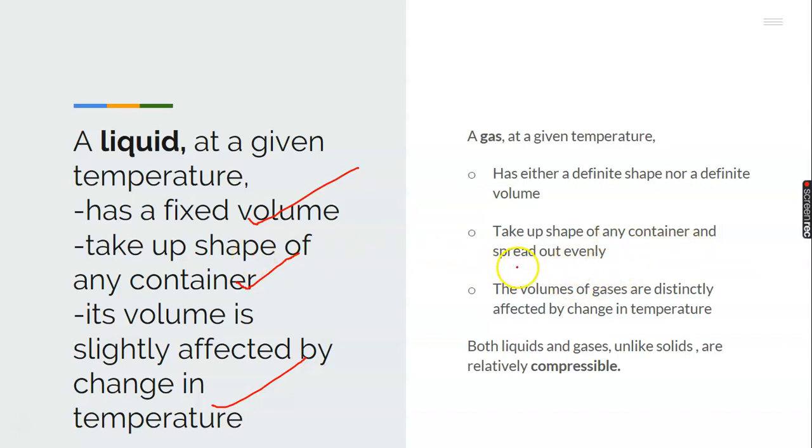Can you see the difference between this and this? Not that they only take up the shape of the container you pour them into, but they spread out evenly. Okay, that's another point. The third one is that the volume of gas is distinctly affected by change in temperature. You see that the change is very obvious. You can easily see it when you add temperature to it. And the thing between liquid and gas is that, unlike solid, they are compressible. You can compress both liquid and gas, but gas is more compressible than liquid.